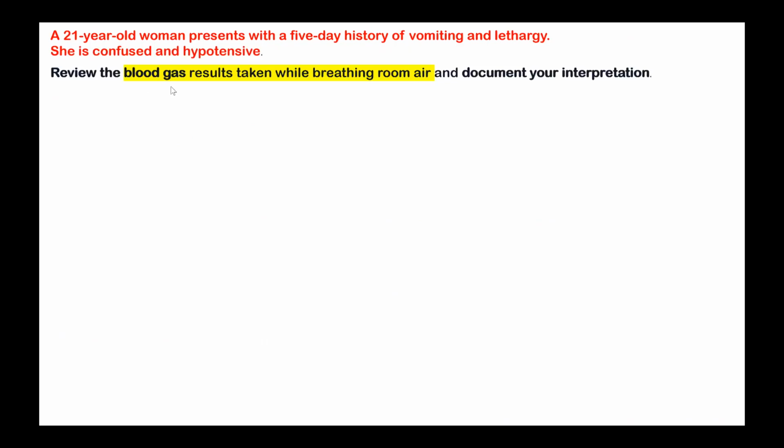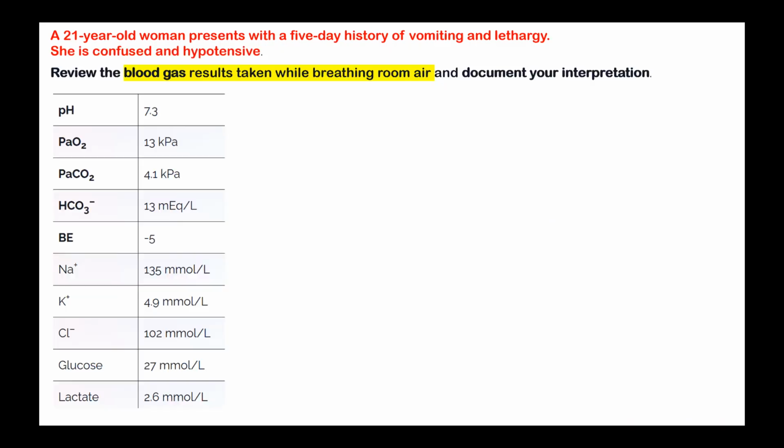A 21-year-old woman presents with a 5-day history of vomiting and lethargy, and she is confused and hypotensive. Review the blood gas results taken while breathing room air and document your interpretation. So this is the blood gas value for this lady. pH, PaO2, CO2. You have to interpret each and every value and tell what is the answer for that.